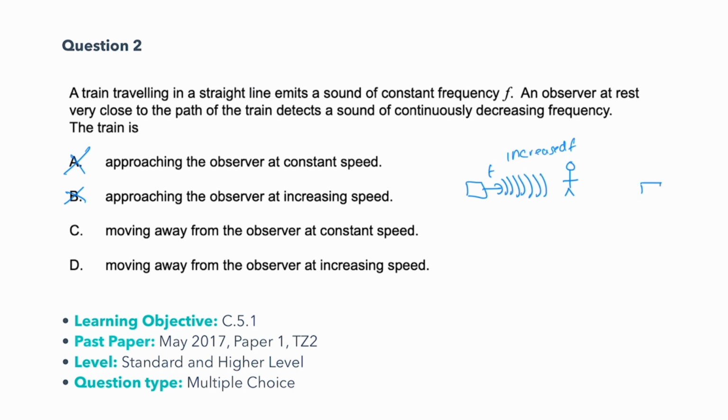We know that it's moving away, and the effect of the frequency is the frequency decreases because it's moving away from its waves. The fact that it's continuously decreasing frequency suggests to me that the train is increasing in speed to cause that frequency to decrease even further. So the answer is D.